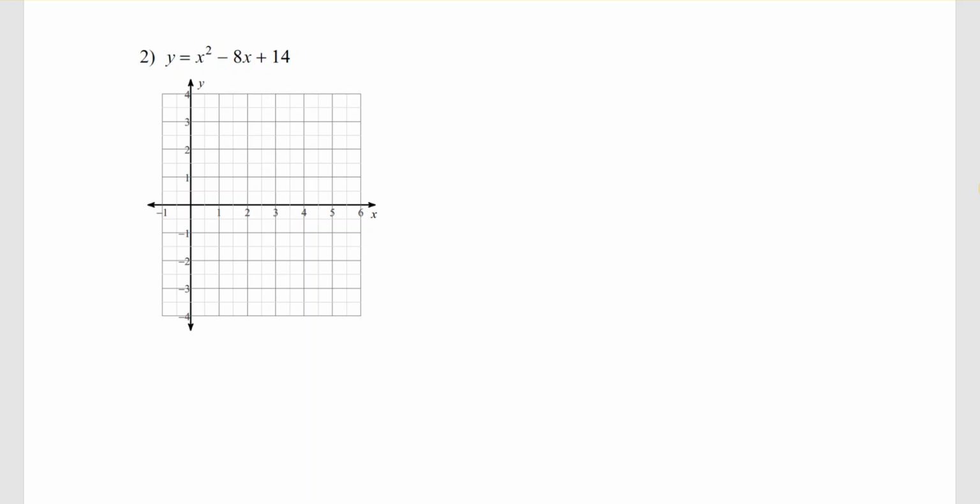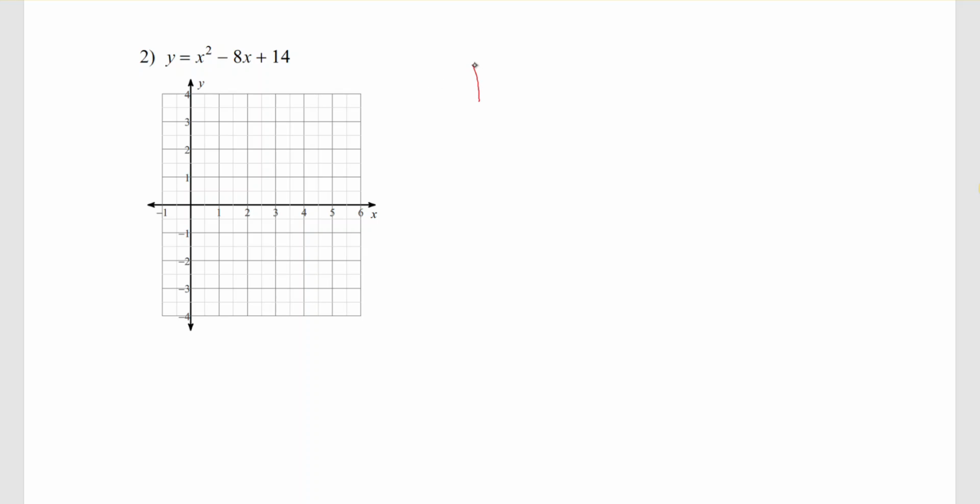This video is going to be on completing the square to write a quadratic equation in vertex form when it's given in standard form. So we have this quadratic equation, y equals x squared minus 8x plus 14, and we want to write it in vertex form. So we're going to complete the square to do that.